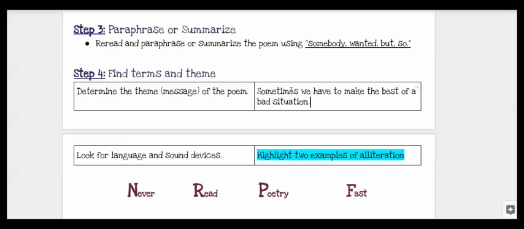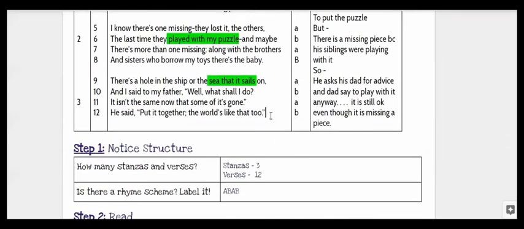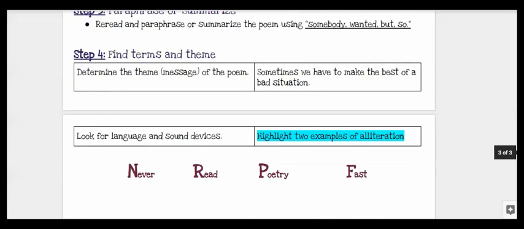Now, I know that that could be the theme because the speaker in this poem doesn't quite know what to do about this, and he asks his dad, and his dad's advice is, put it together, the world's like that too. So sometimes things aren't perfect, but we need to make the best of them and still enjoy them. So I think that that's evidence of the theme. Sometimes we have to make the best of a bad situation.